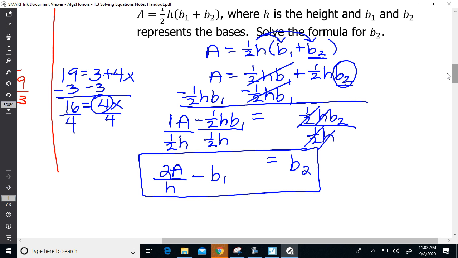Wait, where did you get 2A from? You took 1 divided by 1/2. The a didn't move, the h didn't move. You just did 1 divided by 1/2. 1 divided by 1/2 gives you 2.